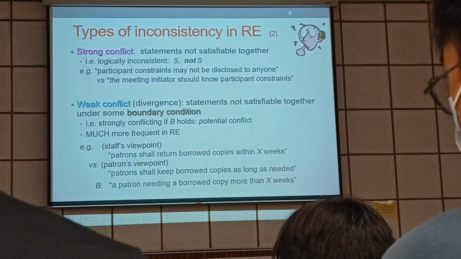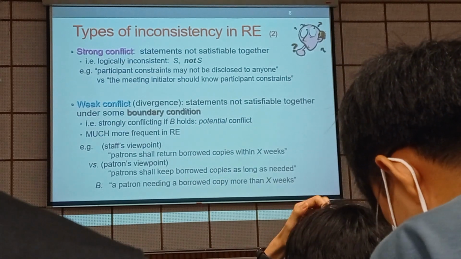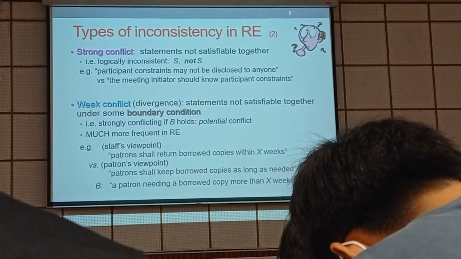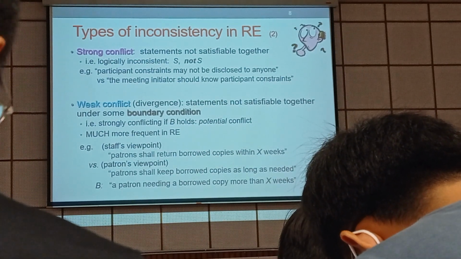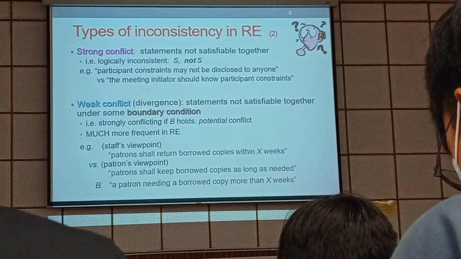The meeting initiator. So there is no way for the meeting initiator to know either. Right? So there is no way for you to satisfy both. You can only satisfy one, the other one you ignore or avoid. So that's the meaning of strong conflict.